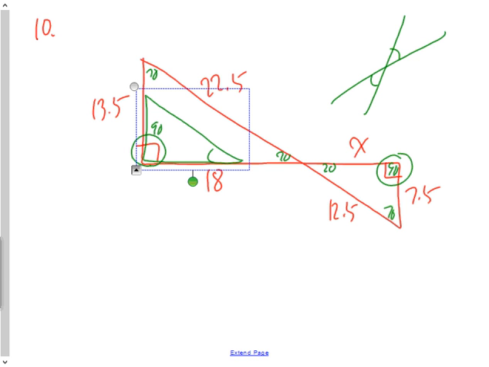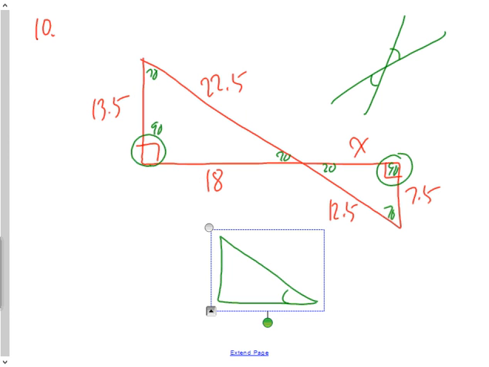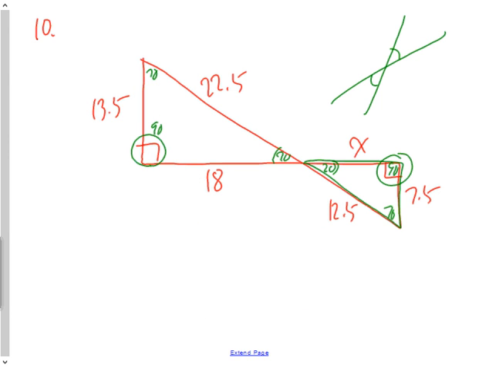Another way to do it, to determine corresponding sides. Here we go. Another way to do it, which is even easier, is to realize that this side here is a hypotenuse, and this side here is a hypotenuse, so they are going to be corresponding sides. So if I take this one as being my actual, because I know all three sides, and I take this one as being my diagram because I'm missing a side, then I can use scale factor.